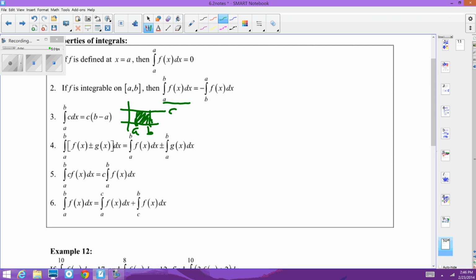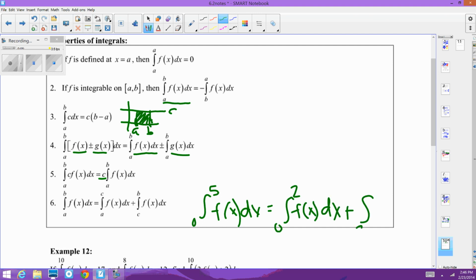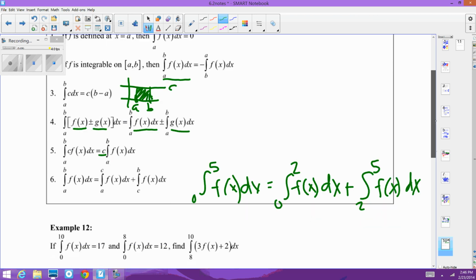Here you can add or subtract. If two functions are being added or subtracted, you can add and subtract those integrals. The constant, just like with derivatives, you could pull it out in the front. And then this part, you can break anything apart. I showed you a few examples of that before. If you're going from 0 to 5, you can go there any way you want, okay? So you could go from 0 to 2, maybe this will be easier, and then 2 to 5. So that's one of the properties.